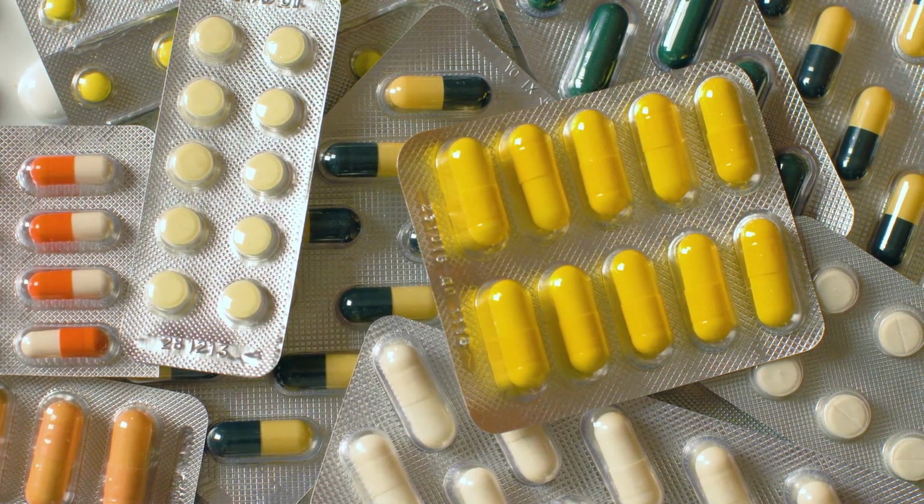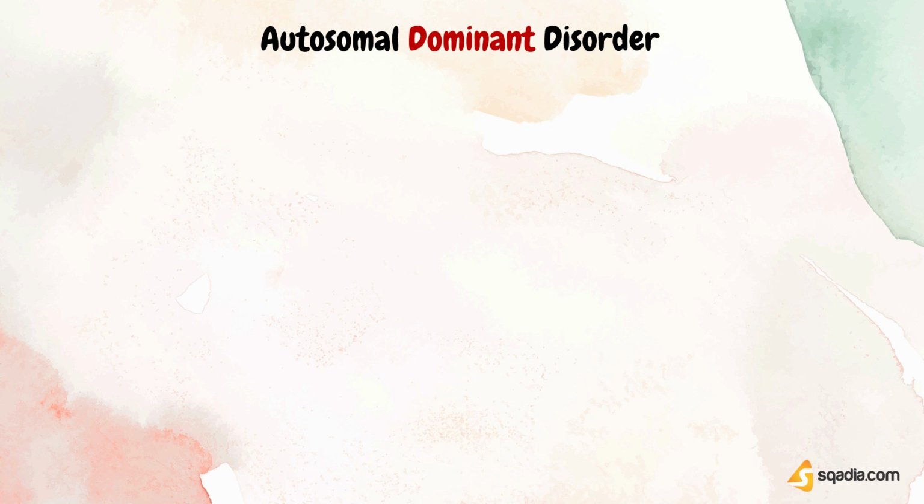Huntington's disease is an autosomal dominant disorder. In an autosomal dominant disorder, the altered gene is a dominant gene located on one of the non-sex chromosomes called autosomes. It means a person needs only one copy of the non-typical gene to develop the disorder.